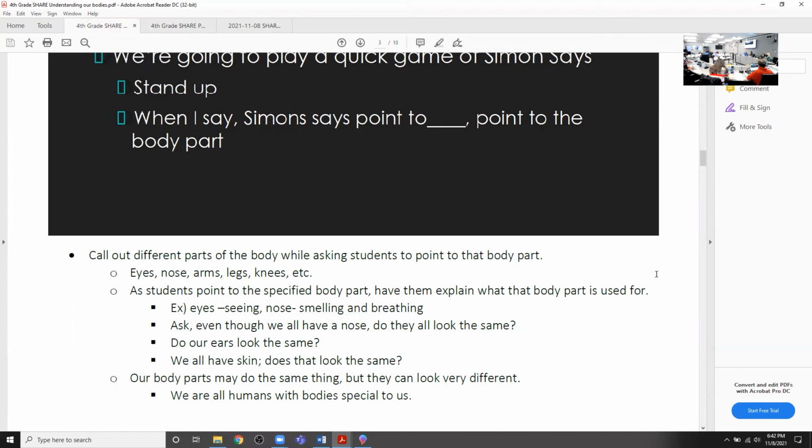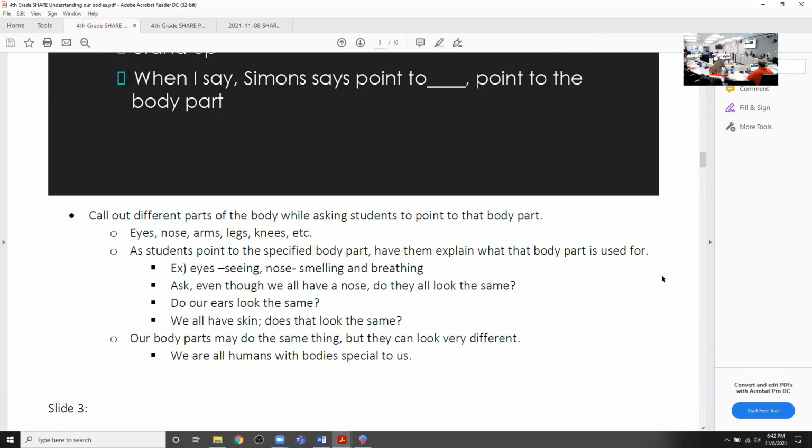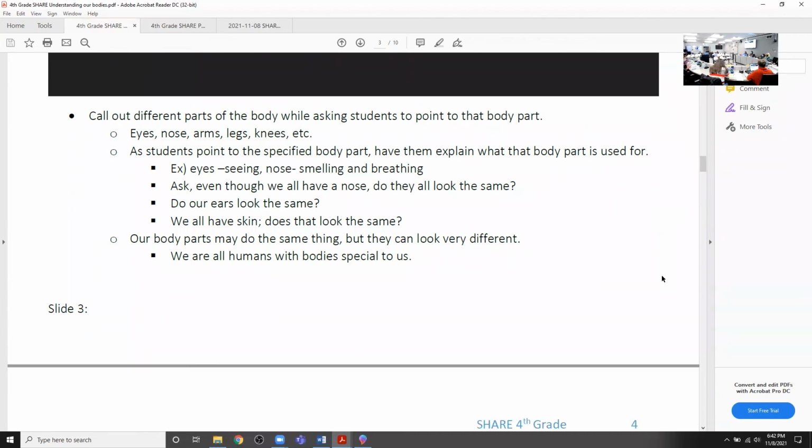Eyes, seeing; nose, smelling and breathing. Ask, even though we all have a nose, do they all look the same? Do our ears look the same? We all have skin. Does that look the same? Our body parts may do the same thing, but they can look very different. We're all humans with bodies special to us.